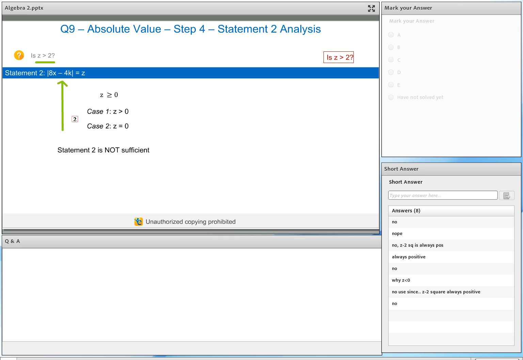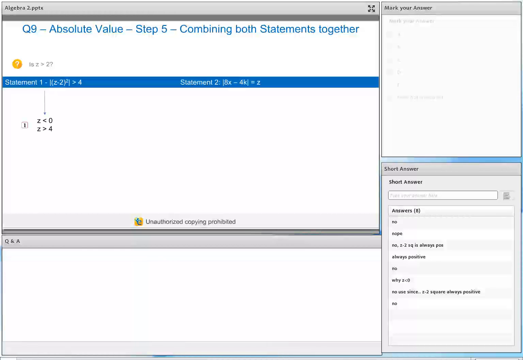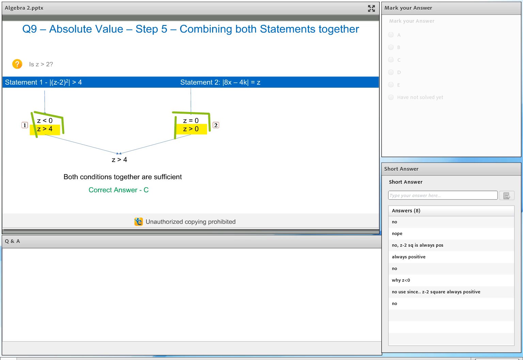Now, when you combine these two statements, what you get is a definite answer to the question, because what you get is z is greater than 4. For all of these cases to be true, the only case that's possible is z is greater than 4. So you get choice C, both the conditions together are sufficient. Similar stuff to what we talked about earlier.